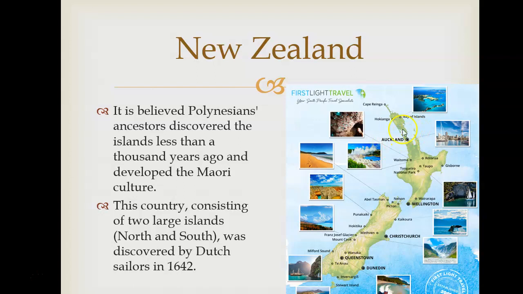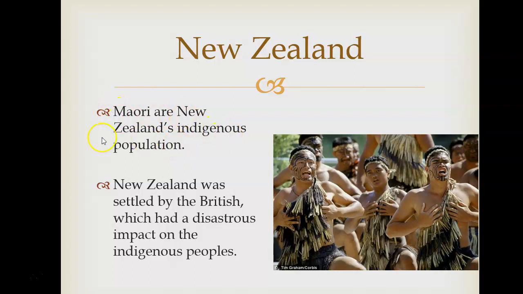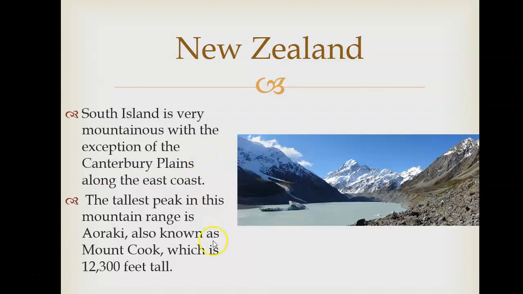Moving on to New Zealand, there are two main islands. You have the North Island and the South Island. The Maori are the indigenous people, or the original people. Again, just like when the British came into Australia, when the British come into New Zealand, it is definitely going to have an effect on those indigenous people.